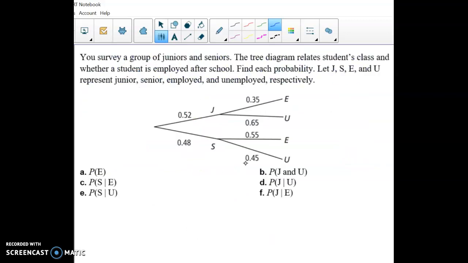So here's one that involved juniors and seniors and whether or not they're employed or unemployed. And so they already created the tree diagram for us, which kind of helps, but we just have to answer these probabilities. So if you feel like you're struggling on this, watch the next video and I'll go over this example. If you feel okay, then you could just start on the assignment.